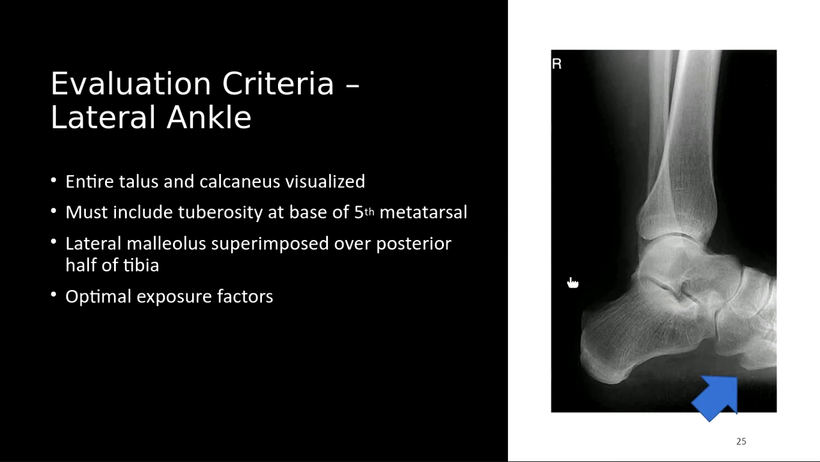So on this lateral ankle, you have to include the entire talus and calcaneus. Okay, so talus, calcaneus. You have to include the tuberosity. So I was pointing it out for you right here. This is the 5th metatarsal coming in right here, and the tuberosity is this area right here. So that has to be included on your image. Your lateral malleolus should be superimposed over the posterior half of the tibia, which it is right in here. And optimal exposure factors. This is actually a really good image of a lateral ankle.